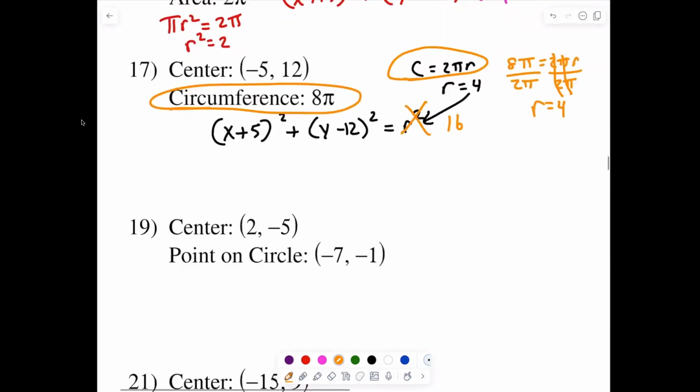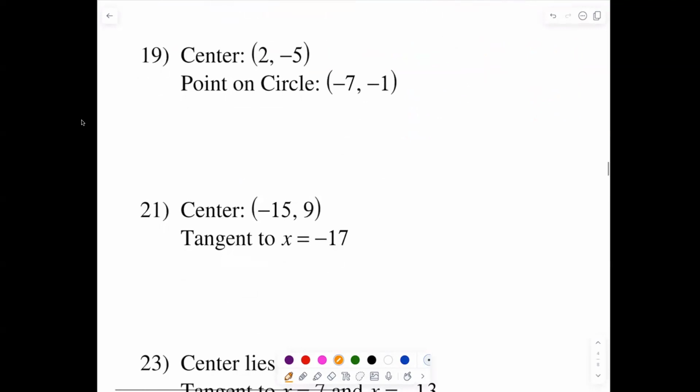All right, let's check out 19. All right, let's write the equation real quick. Let's go. X what? Come on, equals R squared. So what do you think I do with the point?